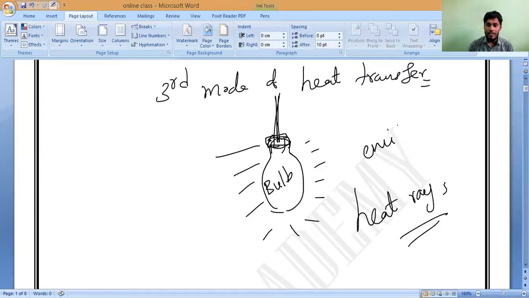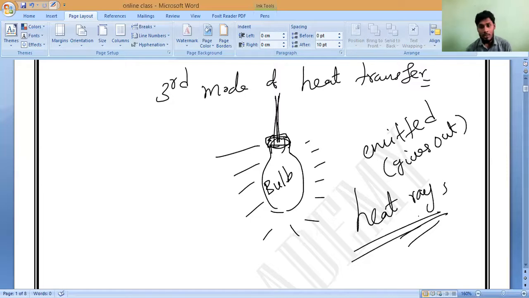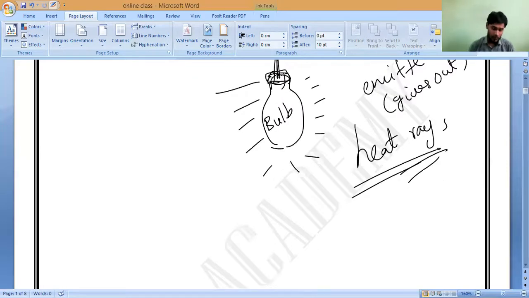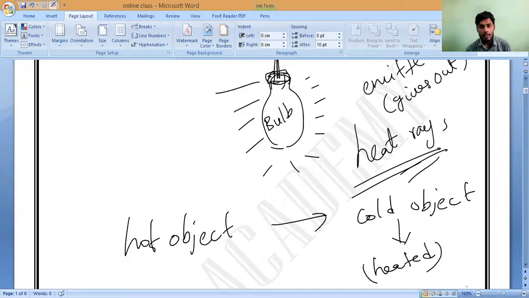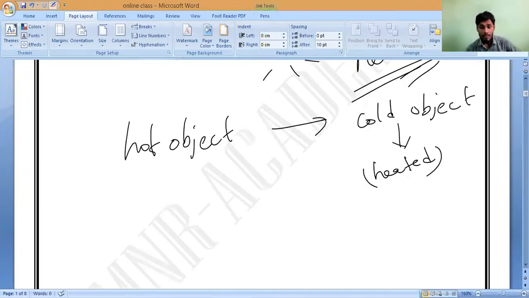What is the meaning of emitted? Gives out. Remember, gives out is called emitted. So these heat rays always transfer from where to where? From hot object to cold object, and the cold object will get heated. Do you understand it? Yes or no? Yes, sir.